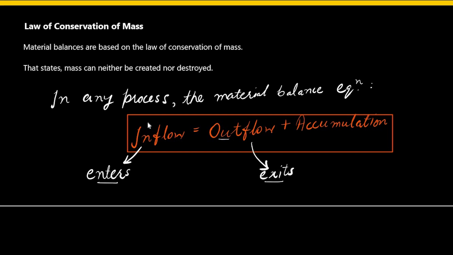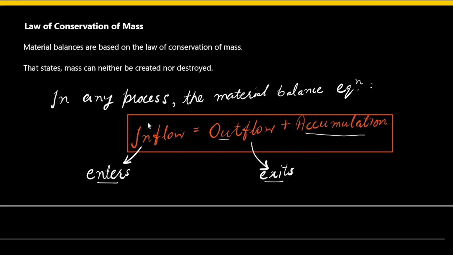As simple as that. But what is accumulation? Accumulation comes from the word accumulate, and accumulated means anything that is collected at a specific place and that is not moving in or moving out. Let's take an example and you will understand what I mean by accumulation and how this equation comes into play.